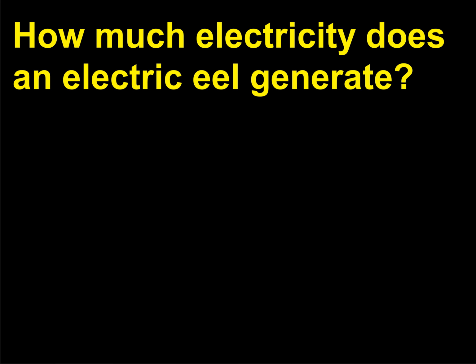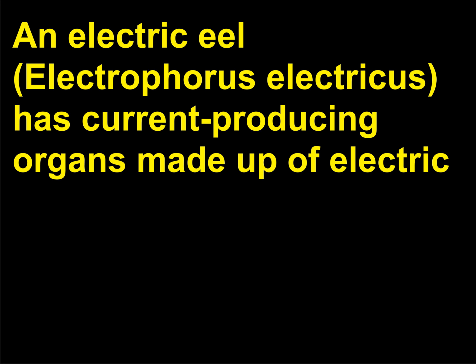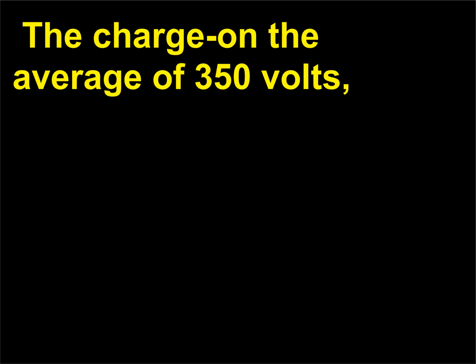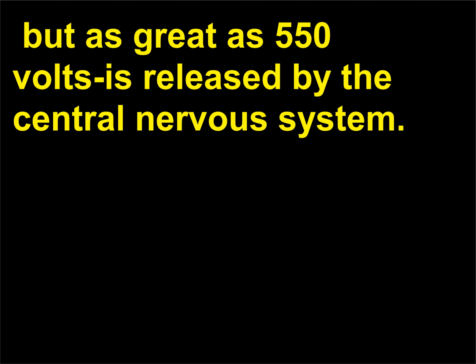How much electricity does an electric eel generate? An electric eel, Electrophorus electricus, has current-producing organs made up of electric plates on both sides of its vertebral column running almost its entire body length. The charge averages 350 volts, but as great as 550 volts is released by the central nervous system.